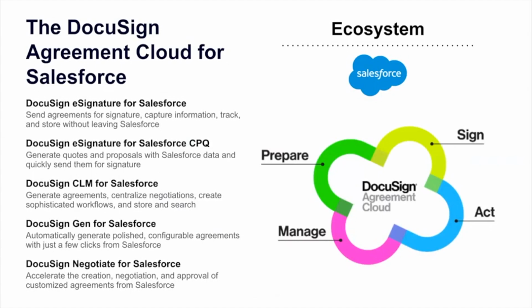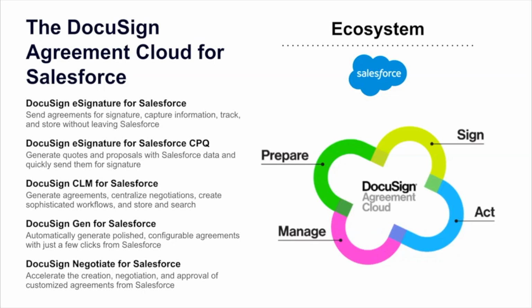And we have a suite of products that we use to address all of these different needs for you, our customers, starting with eSignature for Salesforce, as well as extensions for eSignature in Salesforce CPQ, and our most complete solution, DocuSign CLM for Salesforce, where we take our CLM solution and we natively integrate it into Salesforce and integrate it with your Salesforce data, as well as capture all the agreements coming out of Salesforce.